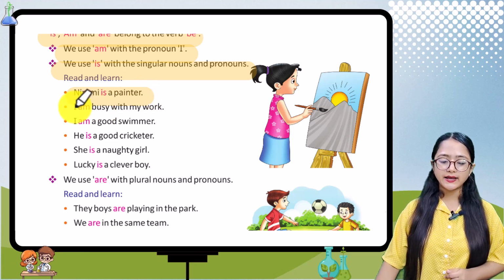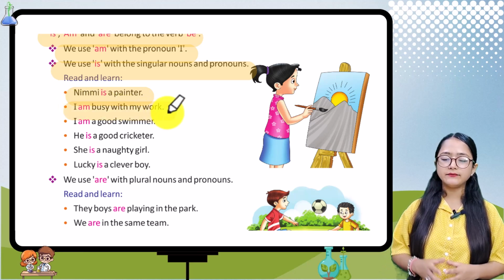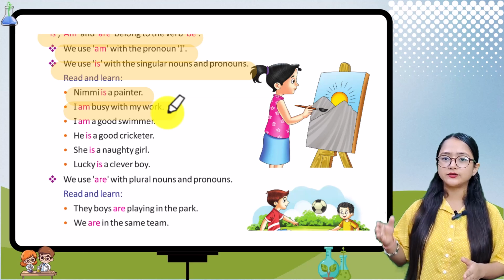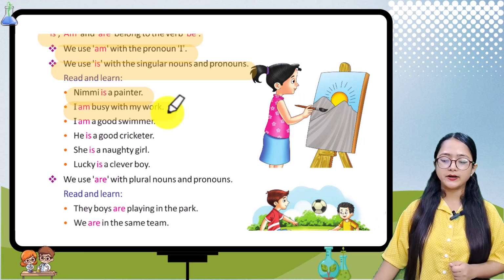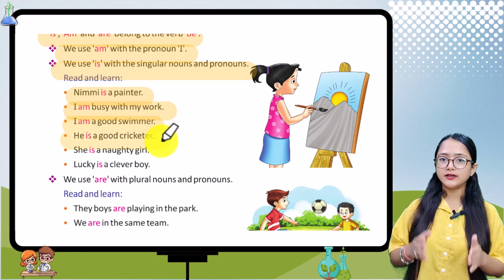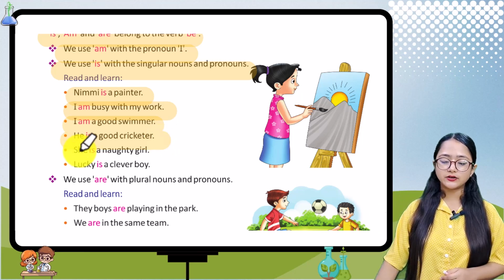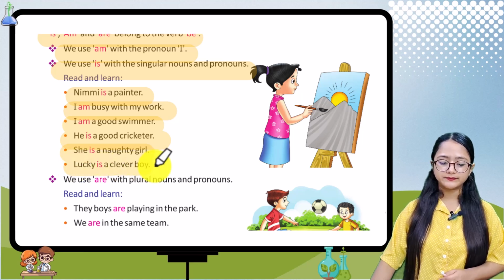Next one is I am busy with my work. So here with I you have to use am. Next one, I am a good swimmer. Next, he is a good cricketer. With he you have to use is. Next one, she is a naughty girl. Next, Lucky is a clever boy.